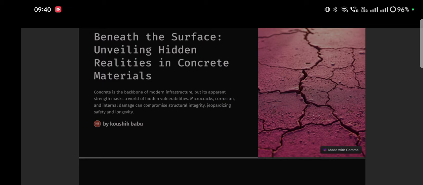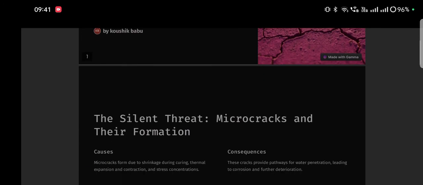Concrete is not a solid block but a material that contains microscopic pores and voids. The distribution and size of these pores can influence concrete's permeability and durability. Excessive porosity can allow moisture to penetrate, leading to issues such as corrosion of reinforcement.